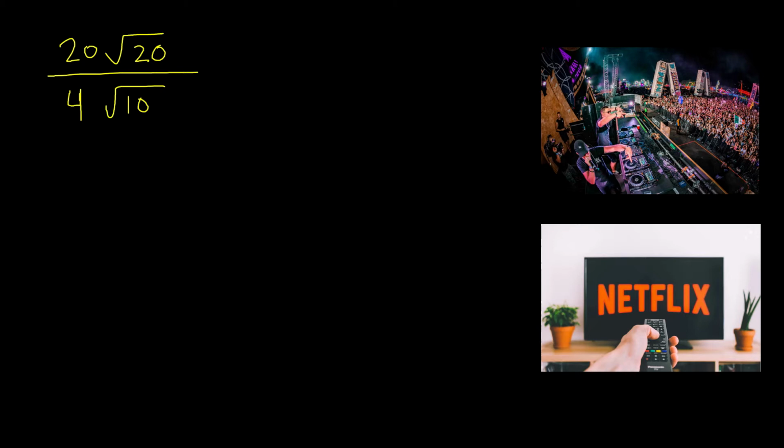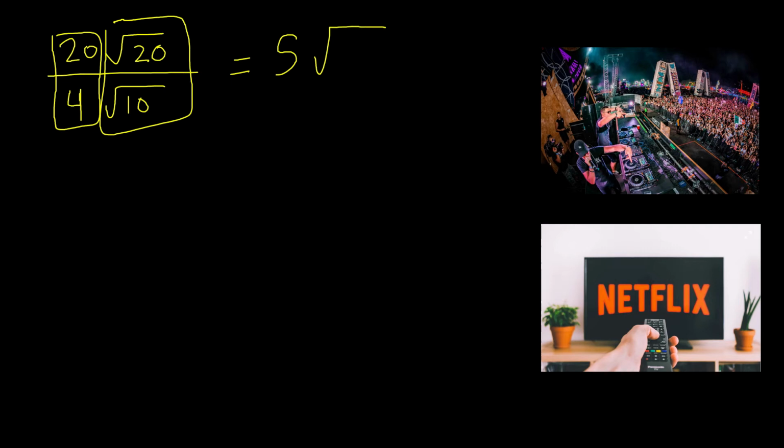Okay, so we're looking at this one. I know that dividing radicals is the same thing as multiplying radicals. So extrovert with extrovert and introvert with introvert. So 20 divided by 4 is going to be 5. Square root of 20 divided by square root of 10 is going to be 2. So then that would be your final answer.